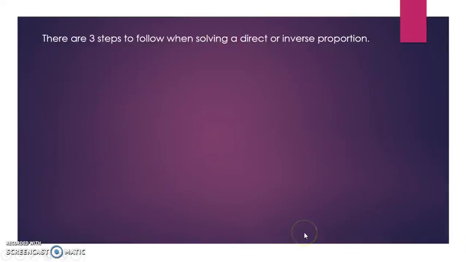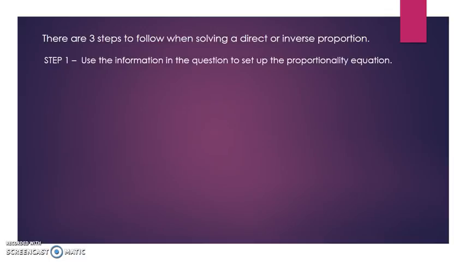Okay, now I'm going to show you how you can solve any direct or inverse proportion using 3 easy steps. Okay, the first step is you must read the question carefully and decide, is it a direct or inverse proportion question? And then you can set up your proportionality equation. So read the question carefully first.